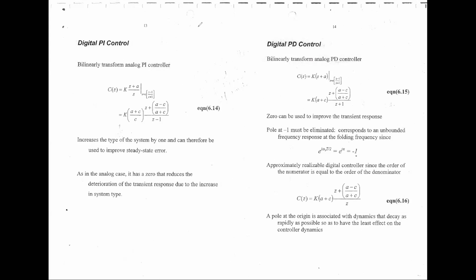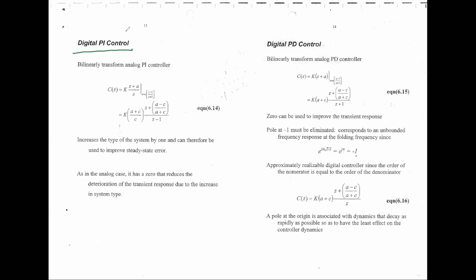In this lecture we are going to look at digital PI control, digital PD control and digital PID control, and we are going to look at some examples including examples on MATLAB. So let's go over digital PI control.